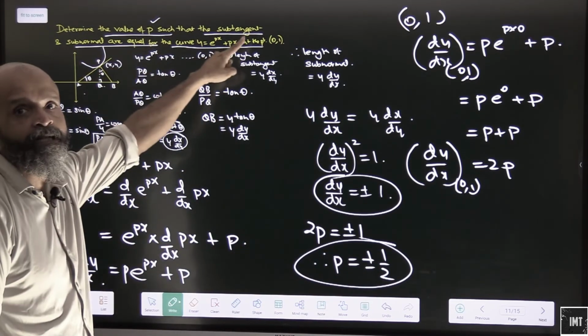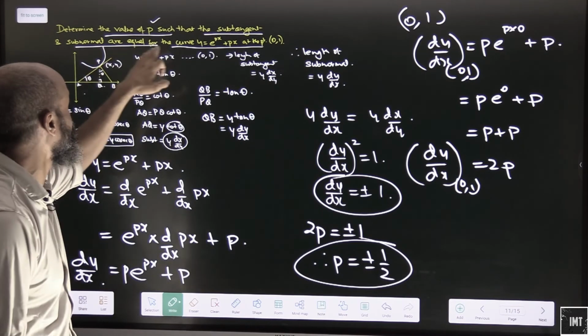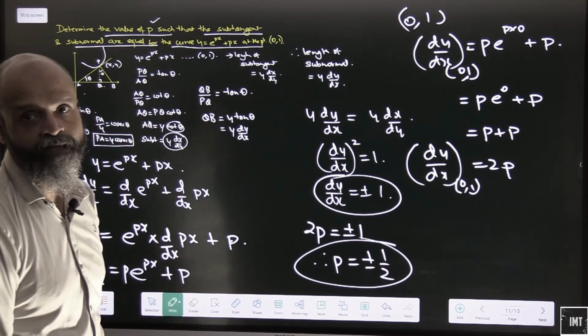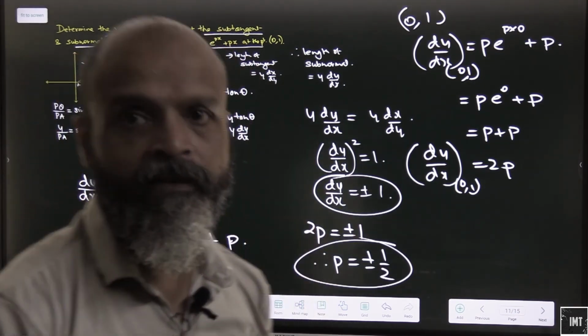Determine the value of p such that the subtangent and subnormal are equal for the curve. That's the condition for p.